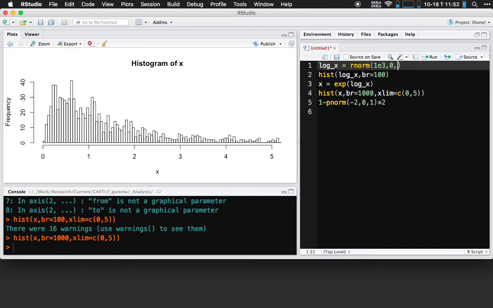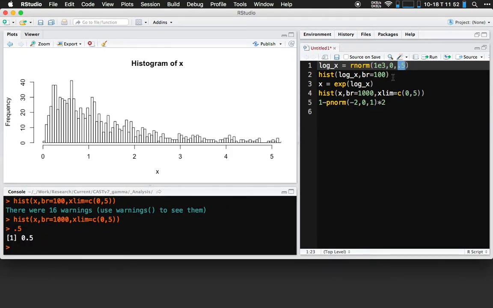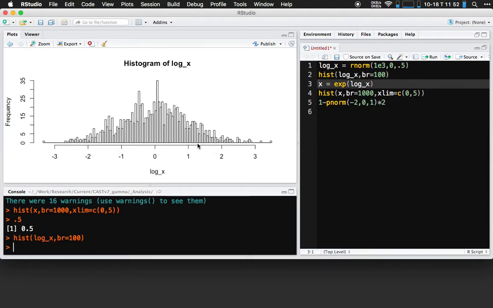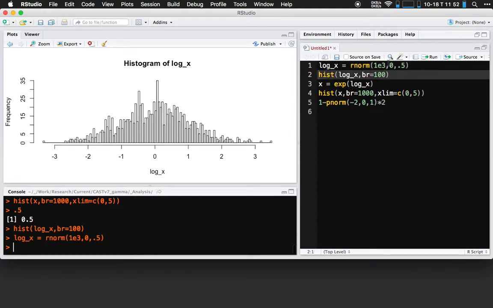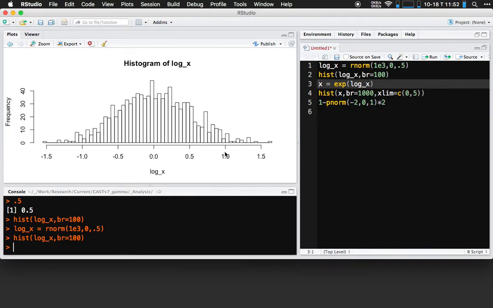You can actually see the curvature a little bit better if I have something like a normal on the log scale with a mean of 0 and standard deviation of 0.5. That yields a distribution like this. It didn't run that first one. Yeah, run. So now most of the data is between -1 and 1 because the standard deviation is 0.5.